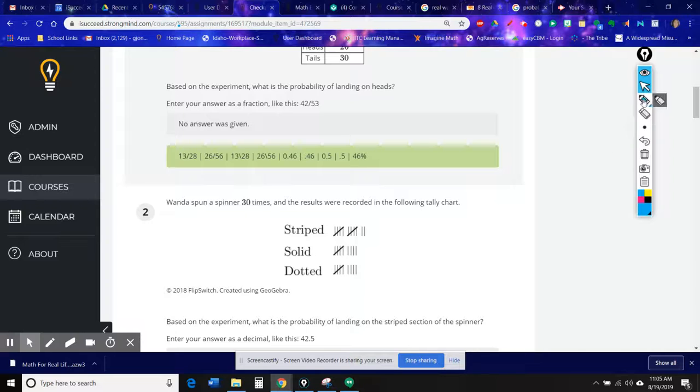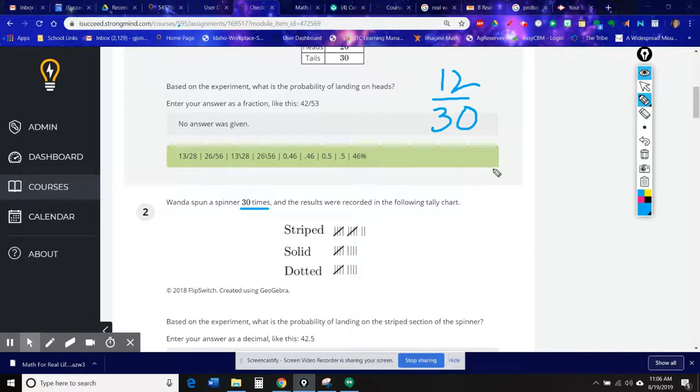So it already tells us that she spun it 30 times. So I can just put the total number of spins on the bottom, and it was 30. And it asked how many of them were striped. So I can count the tally marks. That's 5, 10, 11, 12. So it can be 12 out of 30.